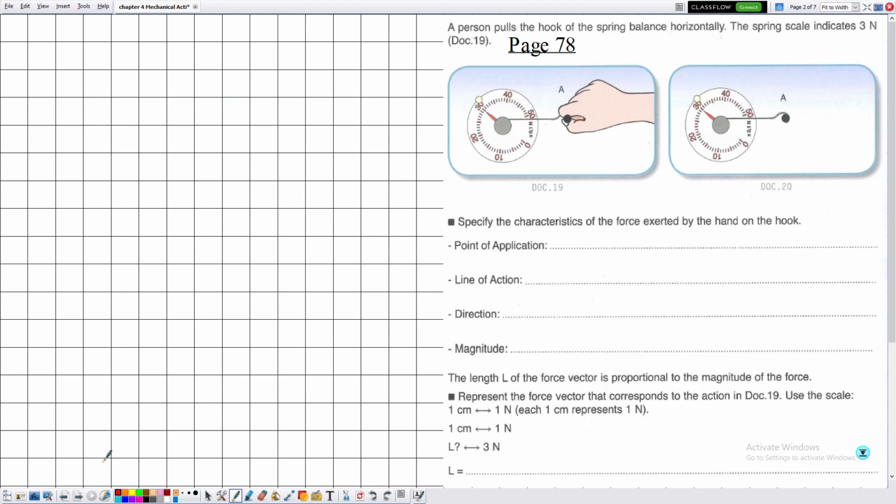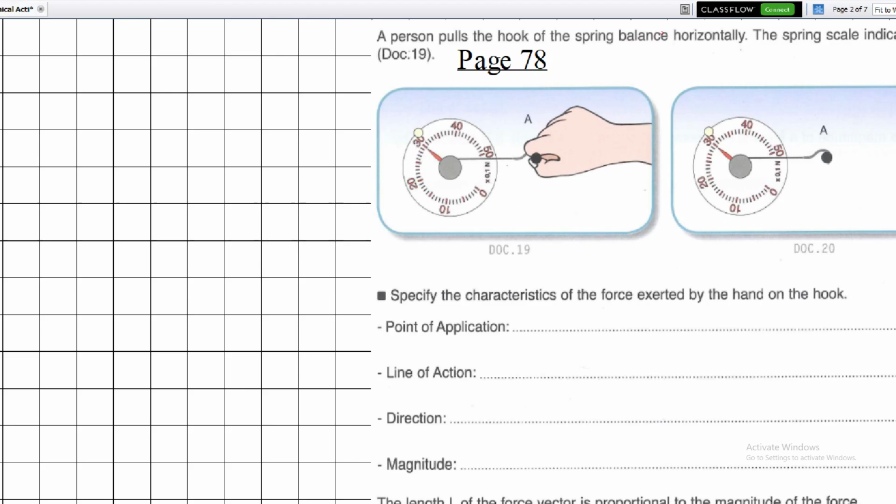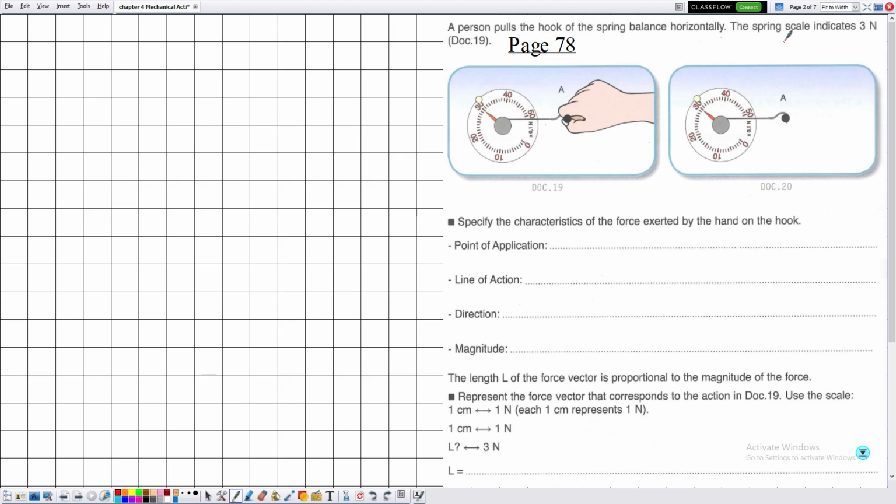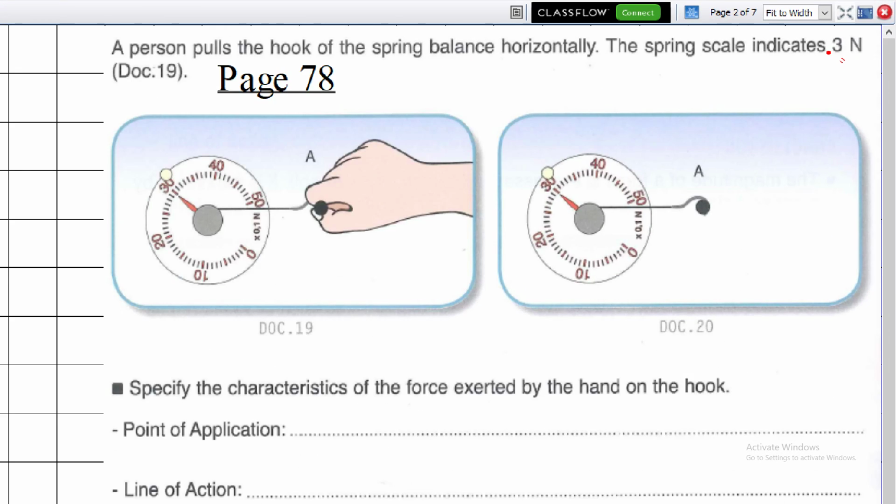So now let me move to the following activity found in page 78. They are telling me a person pulls the hook of the spring balance. Recall that the spring balance is an instrument that measures the magnitude of the force. The spring scale indicates 3 newtons. Now, why is the spring balance indicating 3 newtons, although here the needle is pointing at 30? But notice that on the spring balance there is a scale, multiplied by 0.1. So in this case, 30 multiplied by 0.1 is equal to 3, and the unit here is given in newtons, okay?